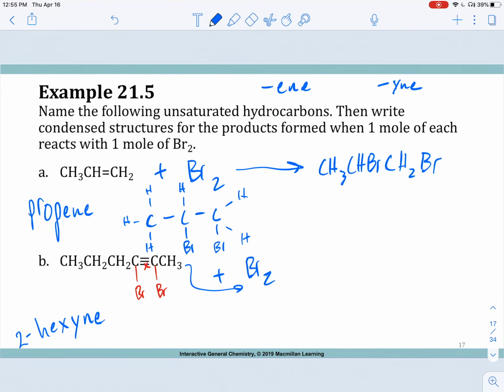So the structure will just be CH3, CH2, CH2, and now what's this? Carbon bromine. That's a CBr right there, CBr bonded to another CBr. But what does the bond look like in the middle now? We took away one of those bonds, so this is now a double bond. CBr, CH3.